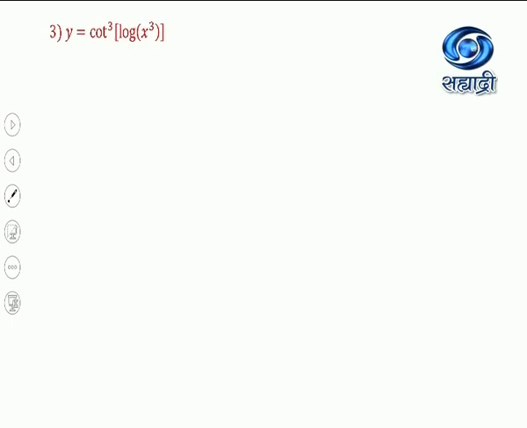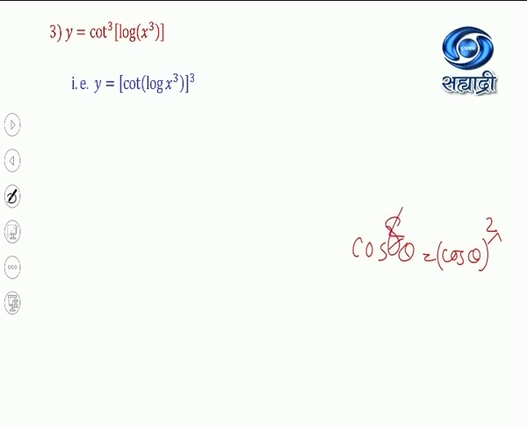y equal to cot cube of log of x cube. Now y is equal to cot of log of x cube whole cube. See here, we know very well cos square theta can be written as cos theta bracket square. If you consider raised to 3, here you write bracket raised to 3. If you consider raised to 8, here you write raised to 8. Same thing is here, we write this.